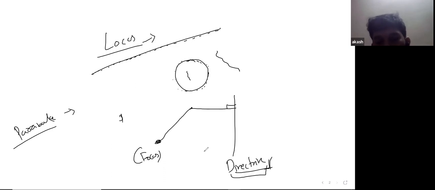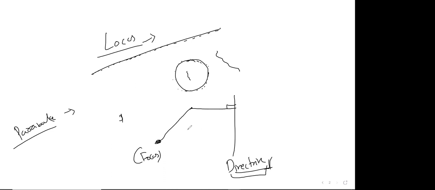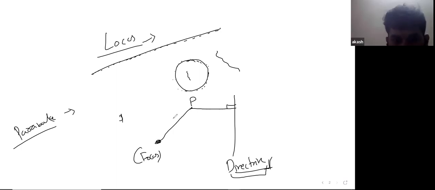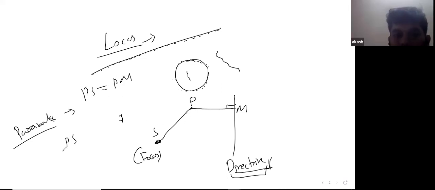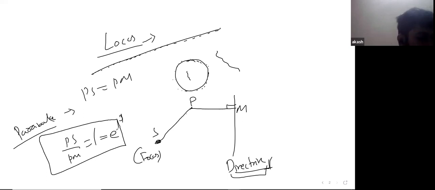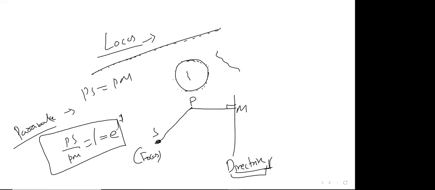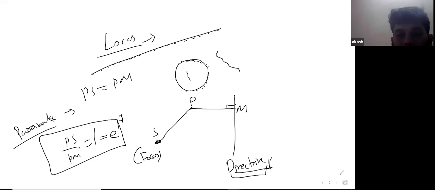Now if I name these P, S and M, in a parabola I just told you this is equidistant, so PS equals PM. So PS upon PM is 1, so the eccentricity is 1. That is why a parabola has 1 as eccentricity. Now coming to ellipse.